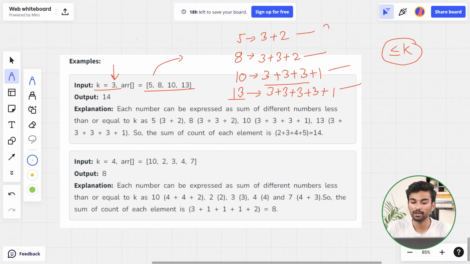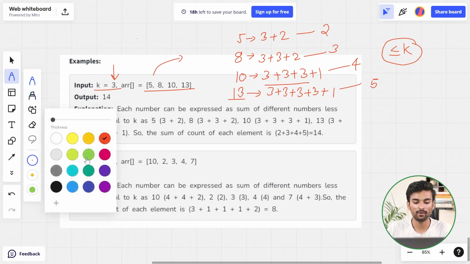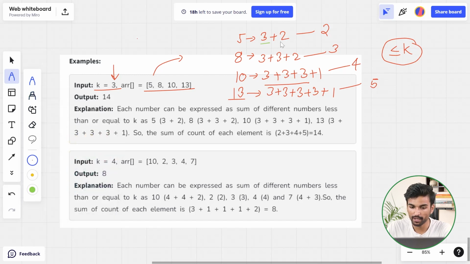Here there are 2 elements, here there are 3 elements, here there are 4 elements, and here there are 5 elements. How are we counting? We are just counting how many elements there are. So 3 and 2, there are 2 elements, that's why we have 2. Here we have 3 elements, so we have 3. Here we have 4 elements, 3 3 3 and 1. And here we have 5 elements. So we have to sum up all these counts. What is the sum of all these counts?